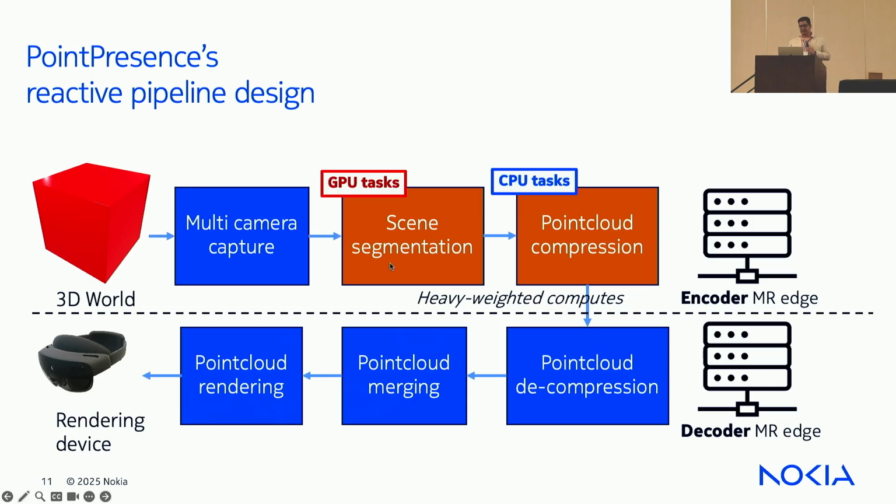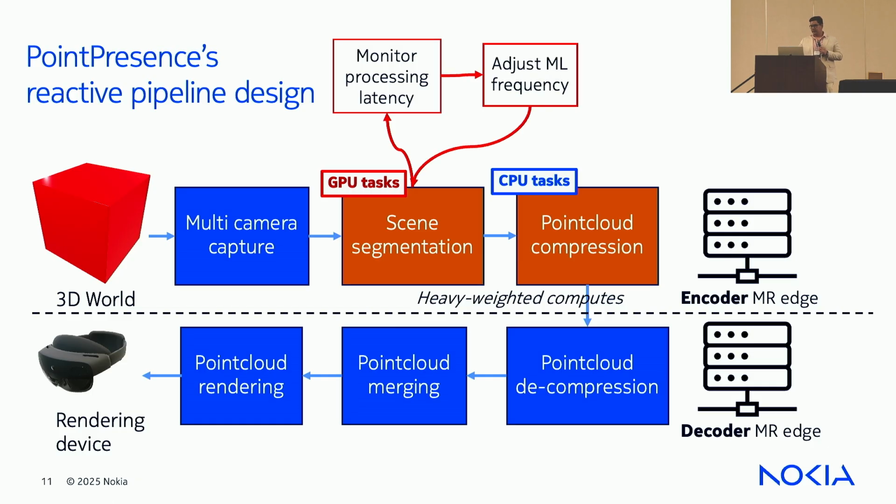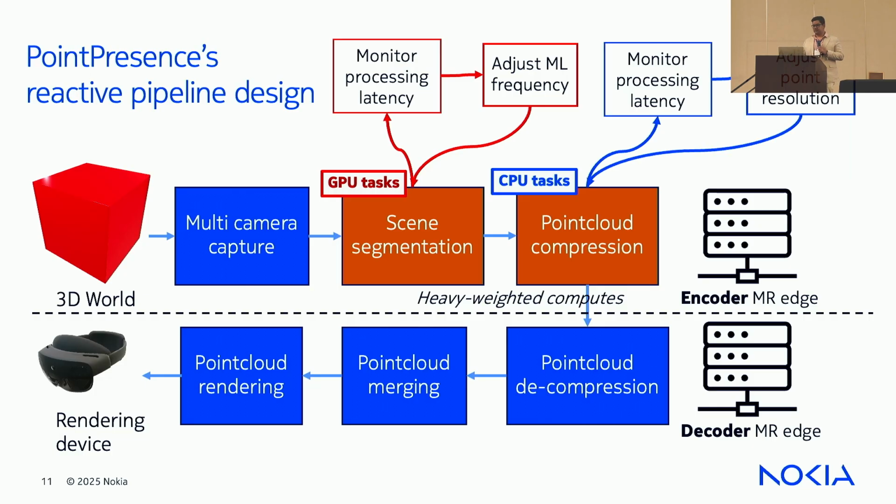Because the scene segmentation mostly works on the GPU, and the point cloud compression is a CPU workload, if we monitor the processing latency of scene segmentation, we can adjust the ML frequency, meaning how many frames per second we feed into the GPU to do this scene segmentation. To reduce the workload, we reduce the frequency of the ML tasks. The same thing can happen on the CPU as well. If we monitor the processing latency of the point cloud compression, we can adjust the point resolution, reducing or increasing the number of points to compress. Then we can maintain an acceptable latency for these tasks.